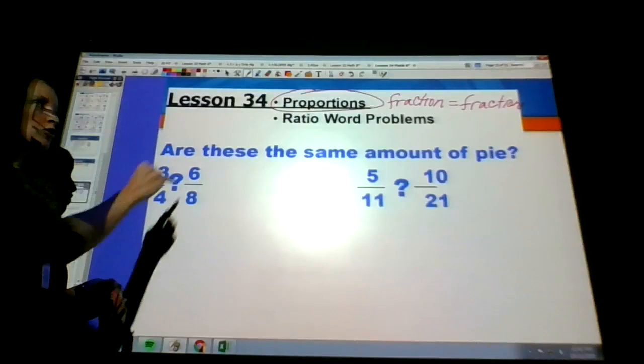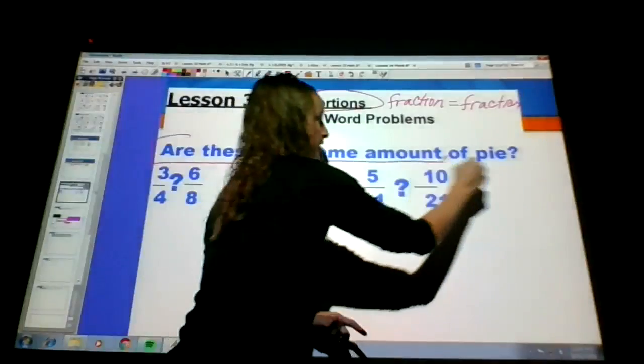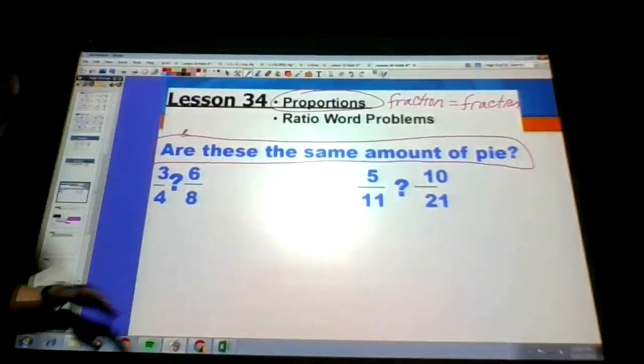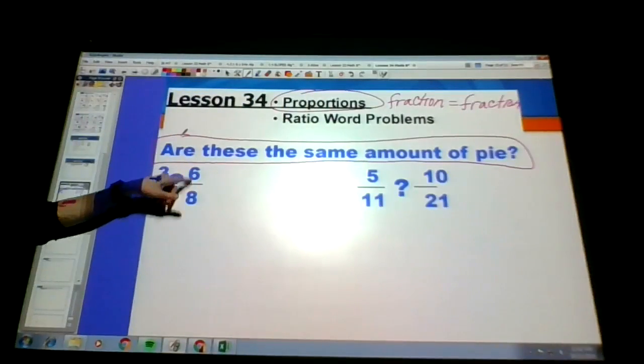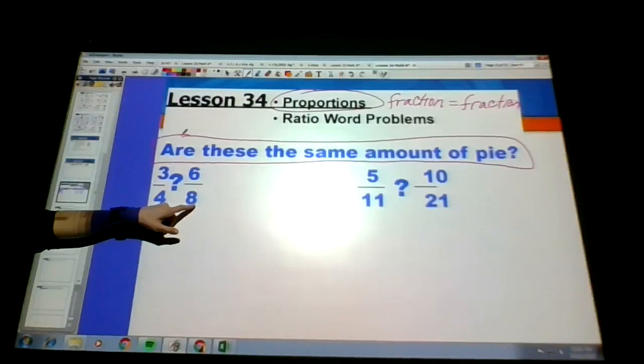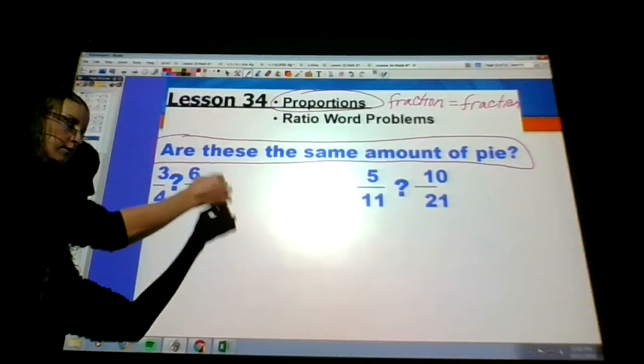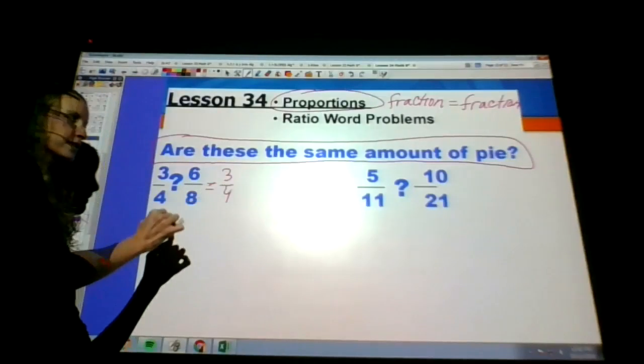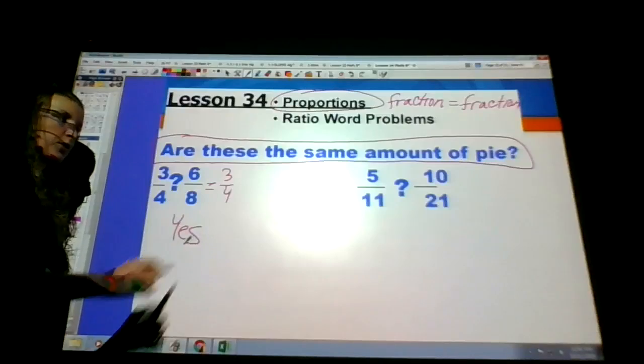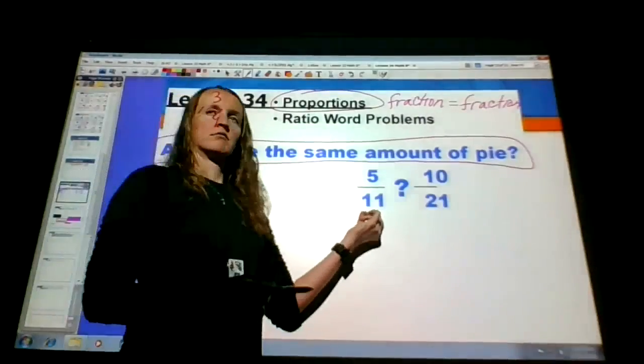Now, to open up this proportion word, if I offered you 3/4 of a pie and then 6/8 of a pie, did I offer you the same amount? Yes, because this reduces to what? 3/4. So you would say yes for this first one.